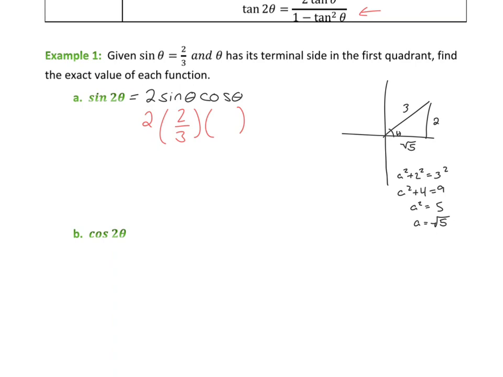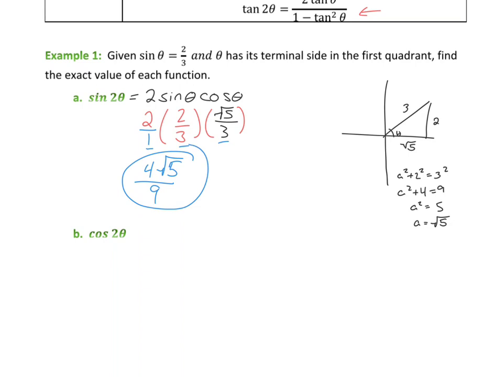so we're looking for cosine. Cosine is the adjacent, which is the square root of 5, over the hypotenuse, which is 3. Now we just have to simplify. When you multiply fractions, you multiply straight across the top. So 2 times the square root of 5 gives us 4 square roots of 5. Now on the bottom, 3 times 3 is 9. This doesn't reduce, so this is the answer.